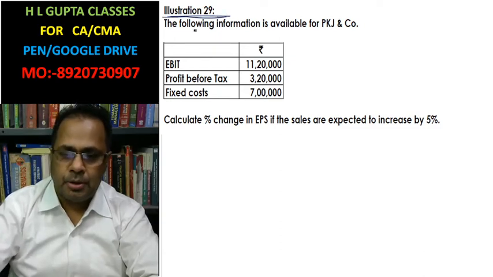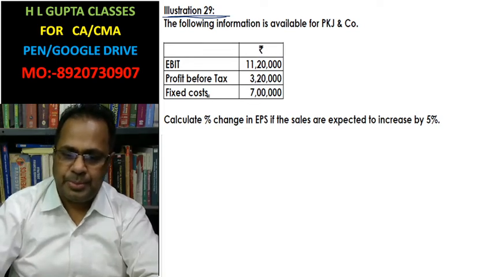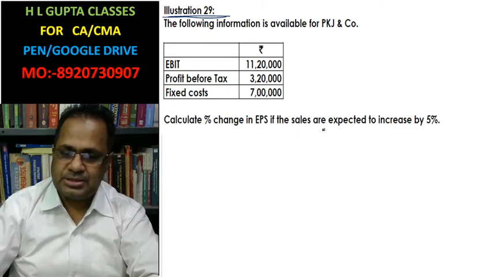The following information is available of PKG and company. EBIT is rupees 11 lakh 20,000, profit before tax 3 lakh 20,000, fixed cost 7 lakh. Calculate percentage change in EPS. Sales expected to increase by 5%.